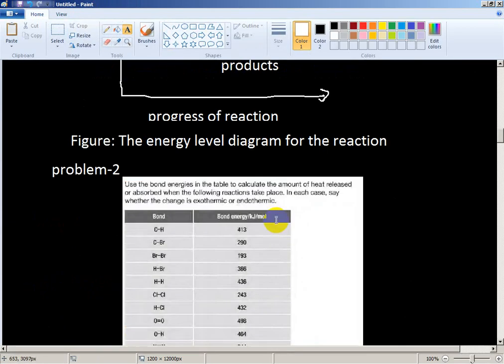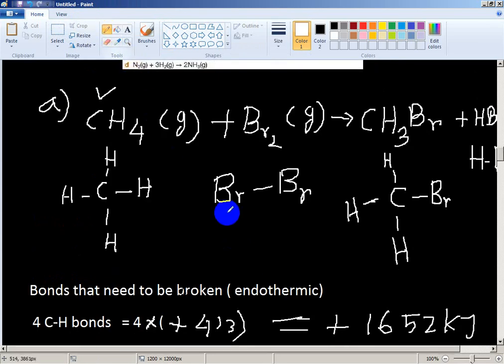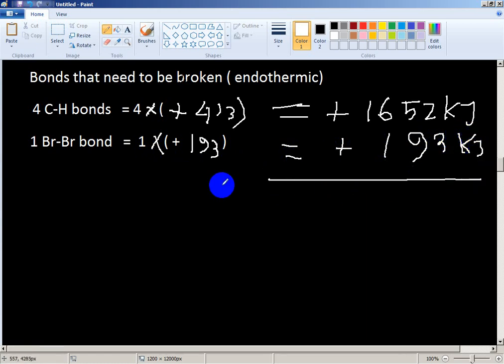So what is the bromine bond energy? 193. Have you seen this? I write here 193. Bracket close already. That means plus 193 kilojoules. Okay, what is the total? Calculate.